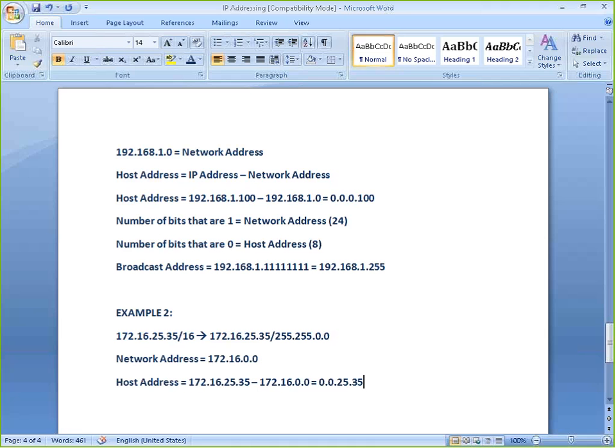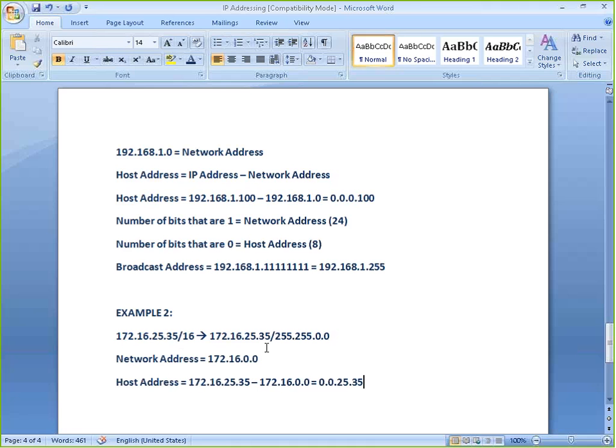Yes, 16 network bits, that's absolutely correct. And how many host bits? That's correct. The remaining 16 would be the host bits. It's pretty simple to understand that. You're just supposed to look at the subnet mask. You're not supposed to even look at the network address or host address or the IP address at all.